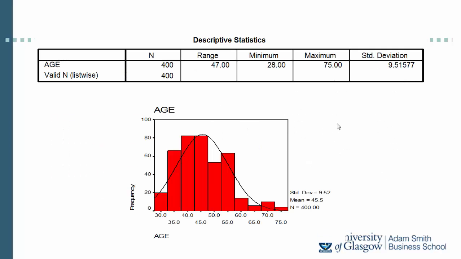Here is another summary of descriptive statistics, this time taken from a different SPSS dataset. As you can see, in the sample of 400 respondents, the youngest was 28 years old and the oldest was 75, and we have drawn a histogram of the distribution frequencies.